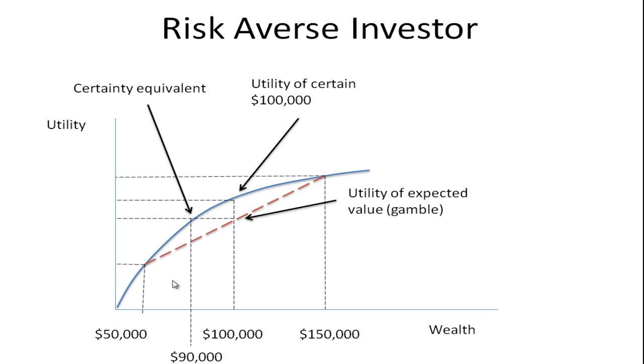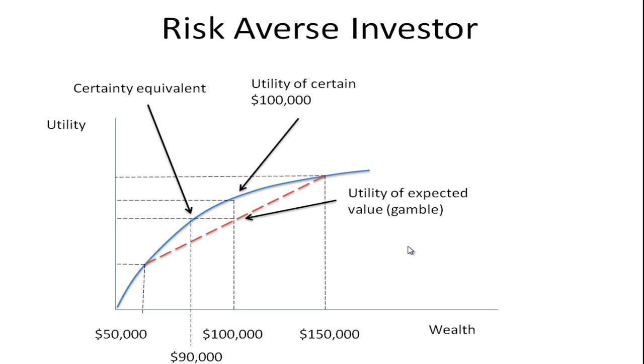So what's a certainty equivalent here? This person might be willing to pay $10,000 and receive $90,000 with certainty. So you'll notice this height here is the utility that the person receives if they take the gamble to receive $100,000. That is a 50% chance of $50,000, 50% chance of $150,000. But here they're willing to accept a guaranteed $90,000 and they get the same utility. That's what we call the certainty equivalent.